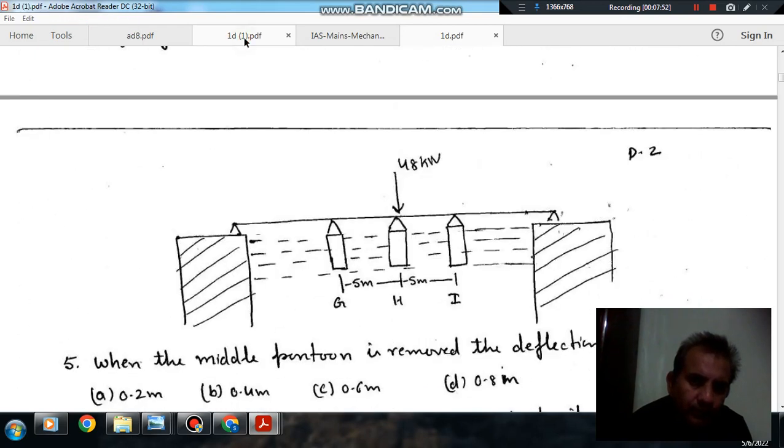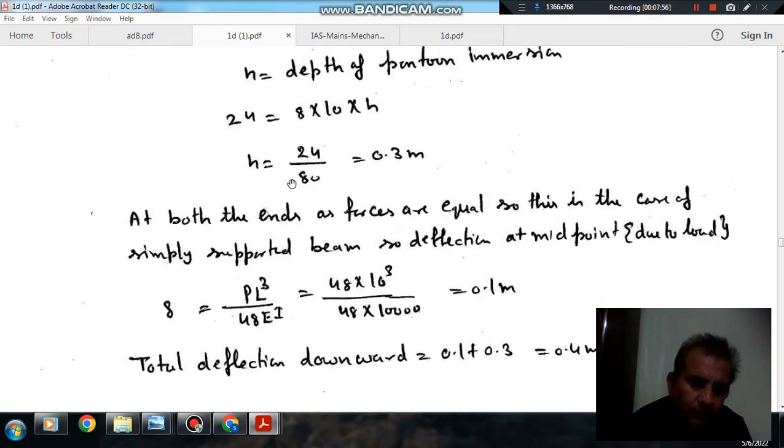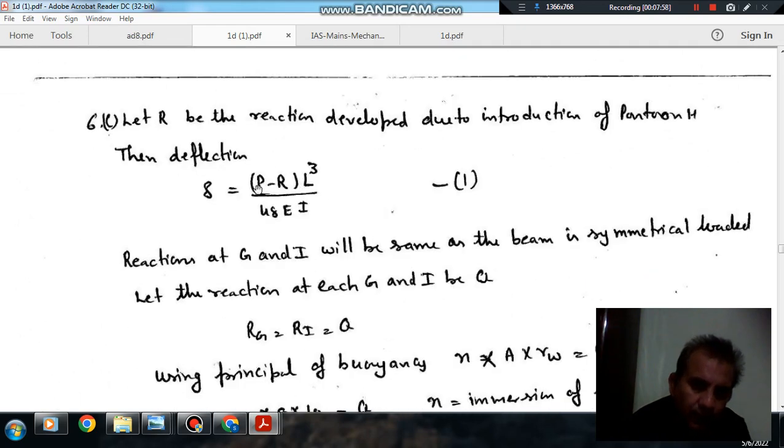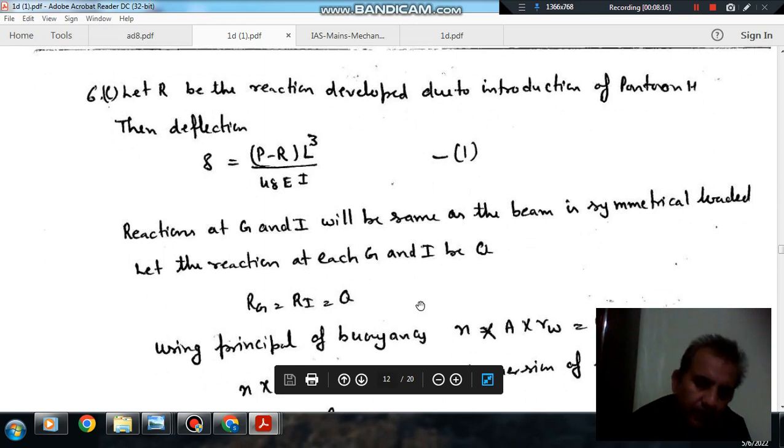Now in the second question, the pontoon has been brought back to its original position, and we have to find the reaction or the immersion. Now when the pontoon has been brought back to its original position, suppose it provides reaction R. So the deflection of the midpoint will be (P minus R) L cubed by 48 EI, and the reaction at G and I is Q, because the reactions RG and RI are equal to Q.